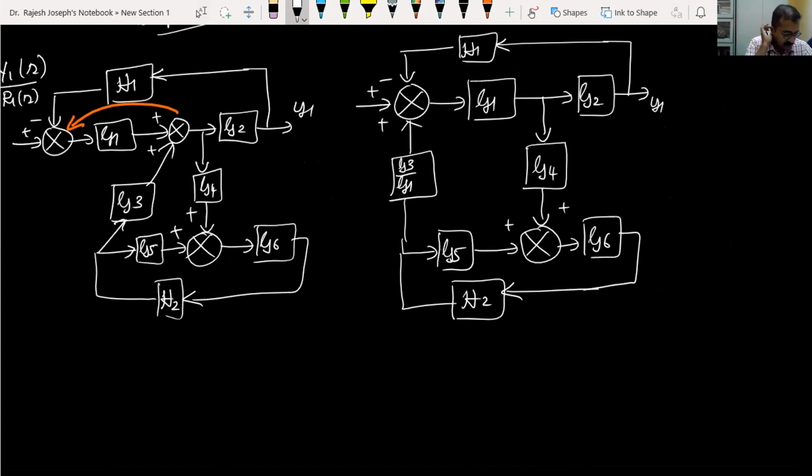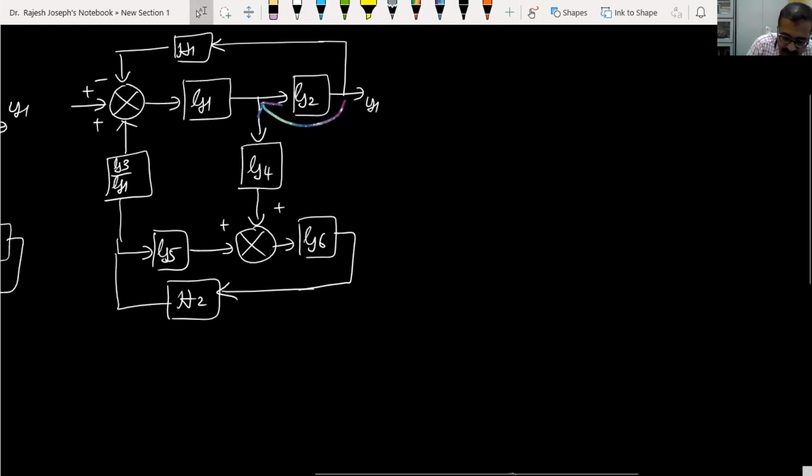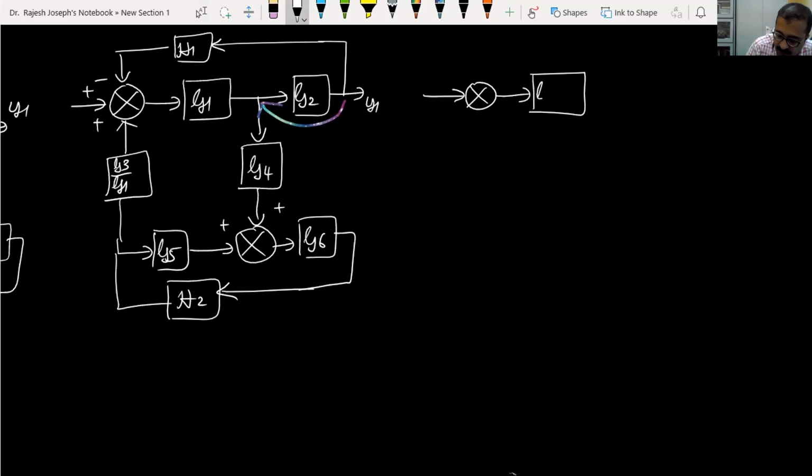Now as a next step, what can we do? We can shift this pick-off point to this side. This pick-off point can be shifted to this point. So what will we get? First, this summing point comes into the picture. Then G1 and G2 will be in cascade, so I can club G1 and G2 together. Sorry, this becomes G1 only. It cannot be clubbed, it cannot be cascaded.